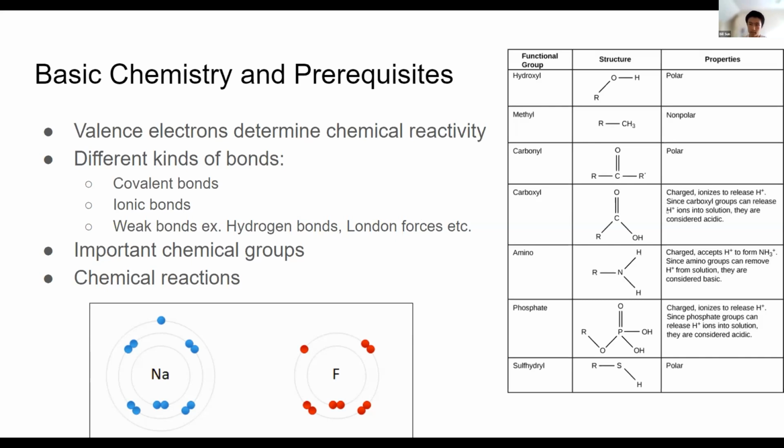Okay, so besides these bonds, as a prerequisite, you may want to know a couple of important chemical groups because they come up very often in biology in that there are a lot of molecules that have these groups.